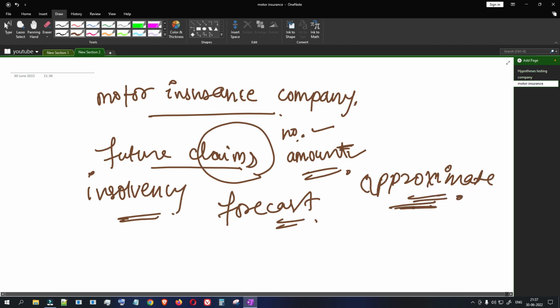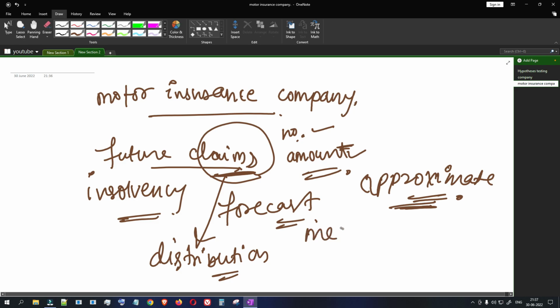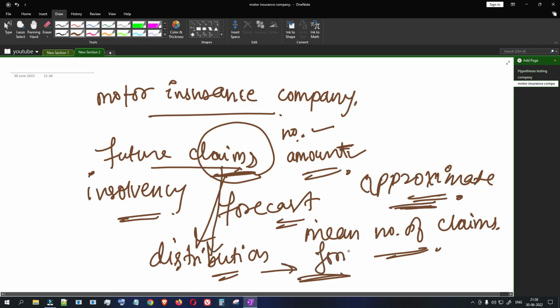And how can we calculate this? How can we determine this? How can we forecast it? What we can do is we can see if the claims are consistent with some particular distribution. For example, I want the mean number of claims that would occur. So if that number of claims follow a particular distribution, then I would have a formula which I can apply to determine the mean, and so on.